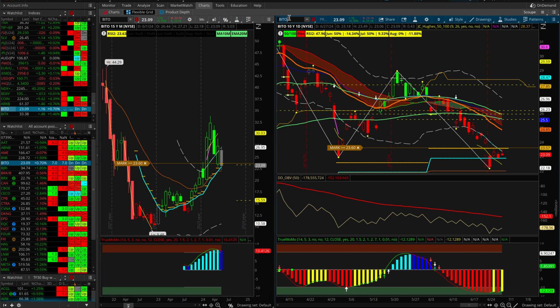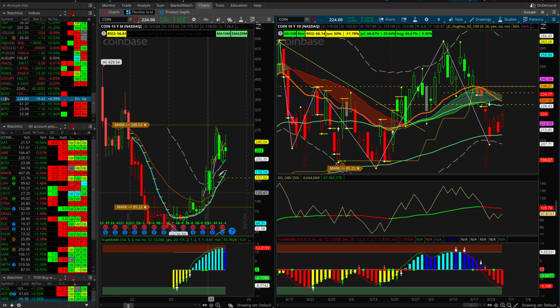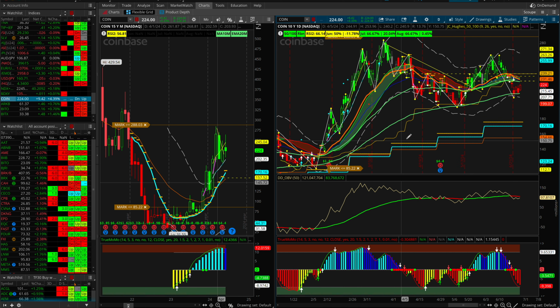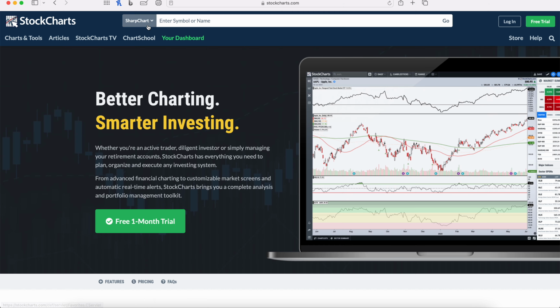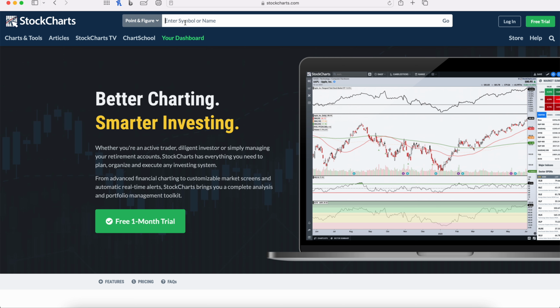Let's look at Coinbase since we're here, which has been going higher. And there you go. All those lines are pretty well underpriced. So, and that's that. Let's move on to stockcharts.com and take a look at our bullish percent indexes and wrap this up.